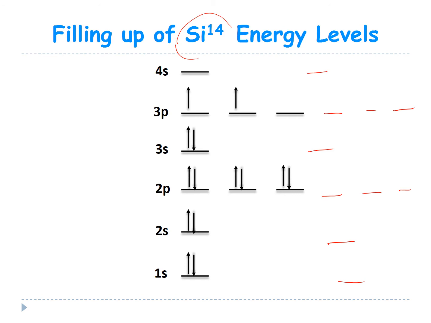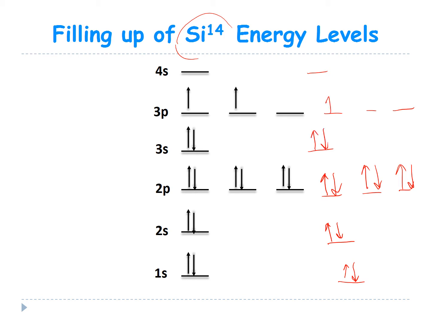So you can see you start by putting one here, then you put the second one there, then you come up here, you put one and you put the second here. But here you have multiple states of the same level, so you put one, one, one, and then after that you double up.